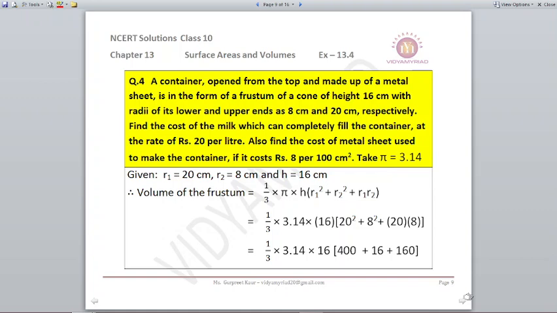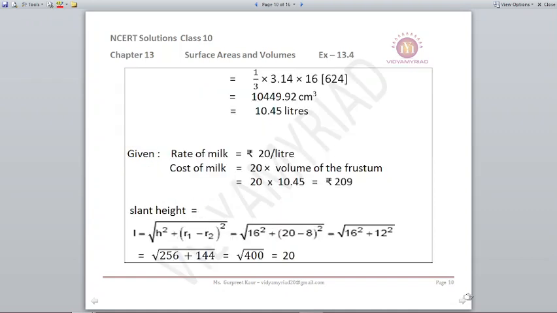Now what is given to us? We have R1 as 20 centimeters, R2 as 8 centimeters, and height is given to us as 16. We need to find out the volume of that frustum. We know the formula: 1 upon 3 into pi h into (r1 square plus r2 square plus r1 into r2). We have all the information with us. So 1 upon 3 into 3.14 into h, which is 16. R1 we have 20, R2 we have 8. So R1 into R2 we do.